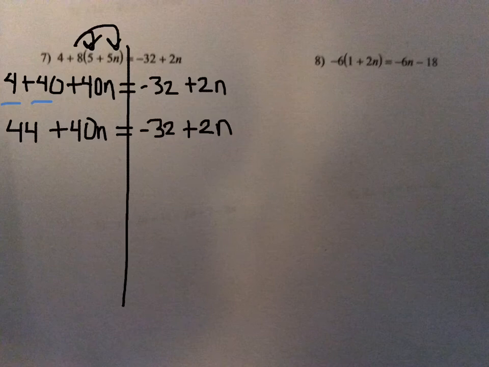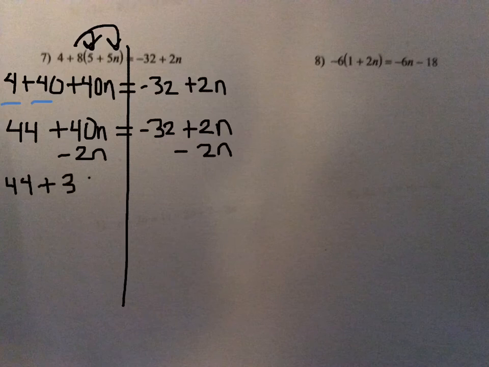It says move the like terms to one side. So I like to focus on my variables in this step. I've got a 2n on the right side, that's the smaller one, so it's a positive 2n, so I'm going to subtract 2n because my note says to use the inverse when I want to get these like terms together on the same side of the equal sign. So I have a 44, 40n, positive 40n minus 2n is going to be a positive 38n, equals negative 32, and then these n's cancel out. So now all my n's are on the left.